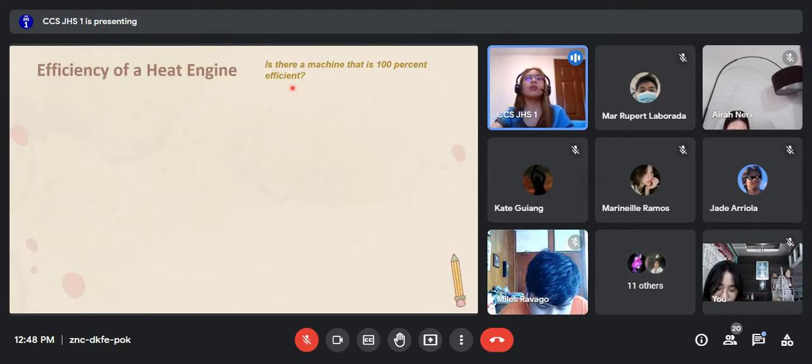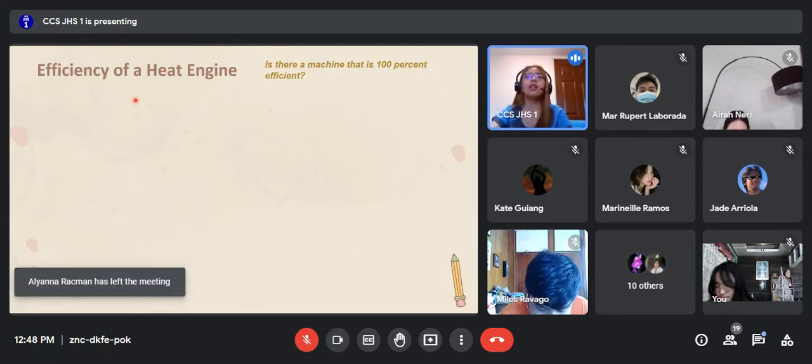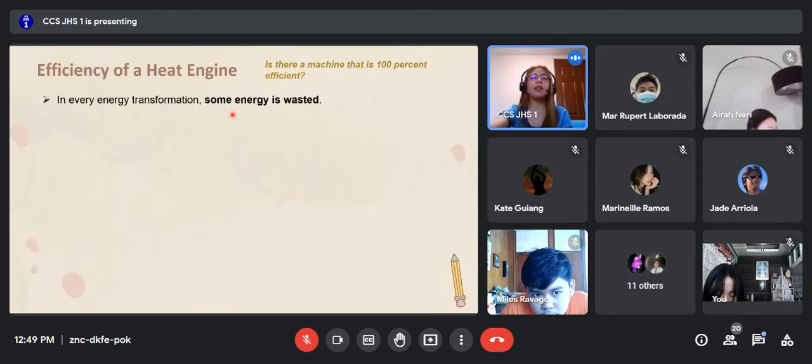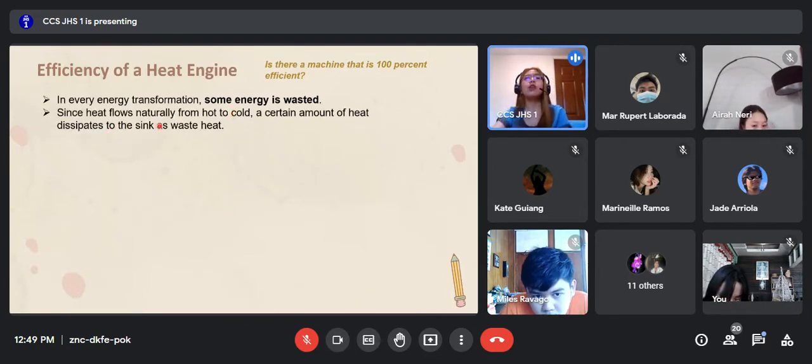So let's talk about the efficiency of a heat engine. So when we say efficient, how productive, how effective heat engine is, okay? So remember, in every energy transformation, some energy is wasted, okay? And that is distributed to the surrounding air or in the environment. Since heat flows naturally from hot to cold, a certain amount of heat dissipates to the sink as waste heat, and that is the QC, okay?